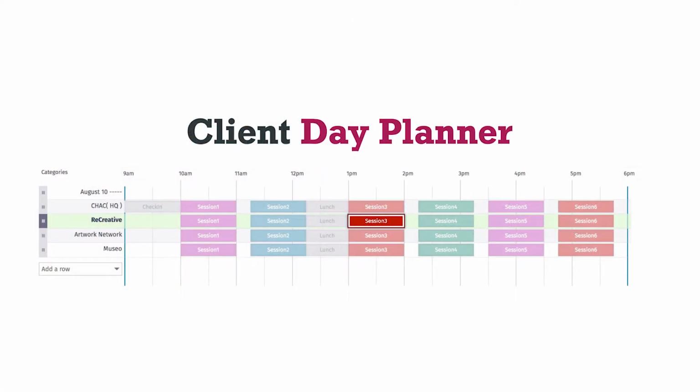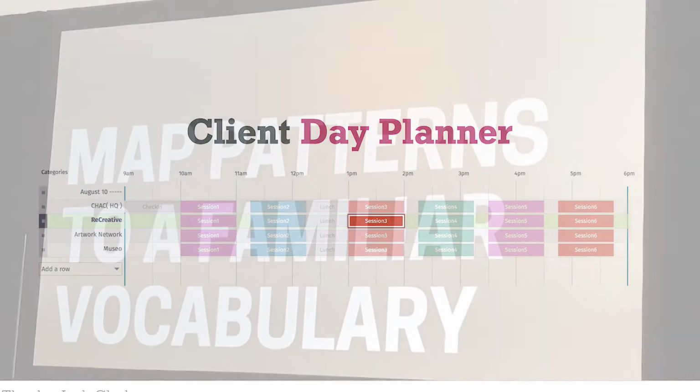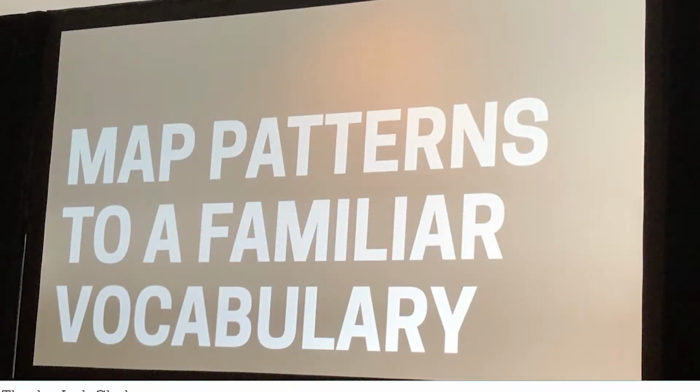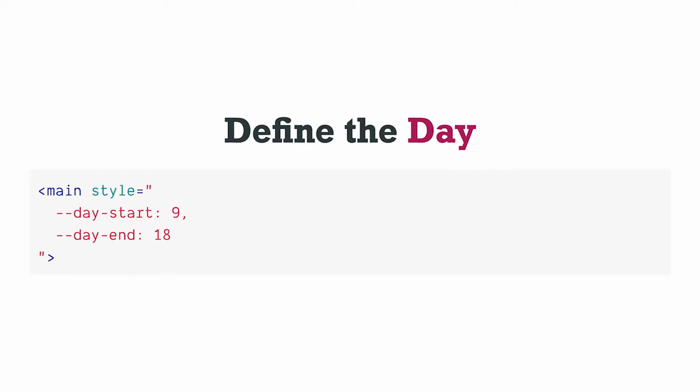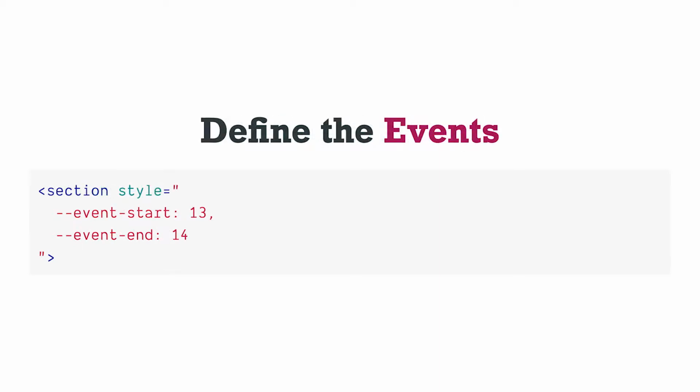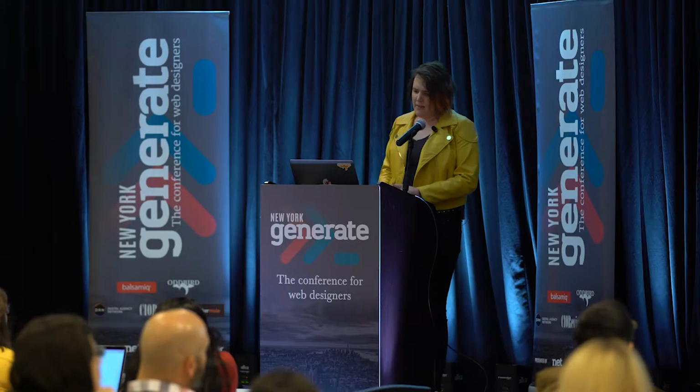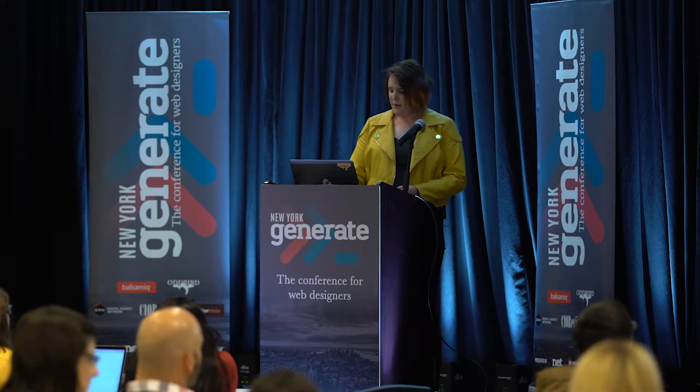So going back to this day planner, I thought, let's map those patterns to familiar vocabulary. And for me, familiar vocabulary is CSS. So I thought, what if I could take in an API that just gives me some variables? My day starts at 9. My day is going to end at 18. I'm going to define some events on that day. This one starts at 1 p.m. and goes to 2 p.m. That's the wrong syntax there. That should be a semicolon.